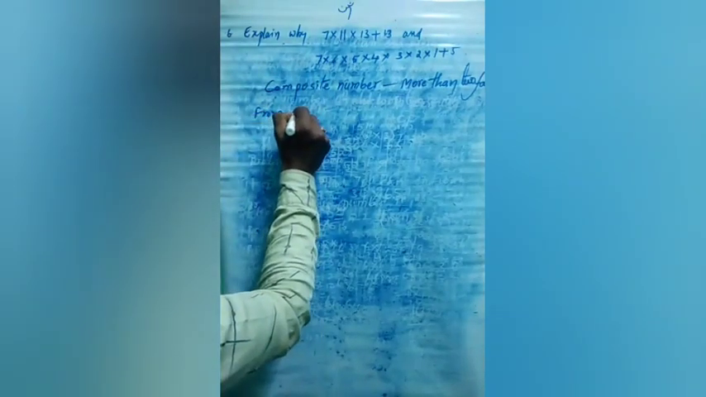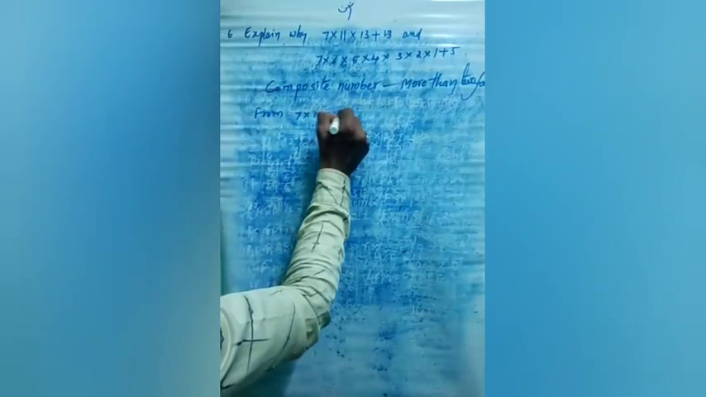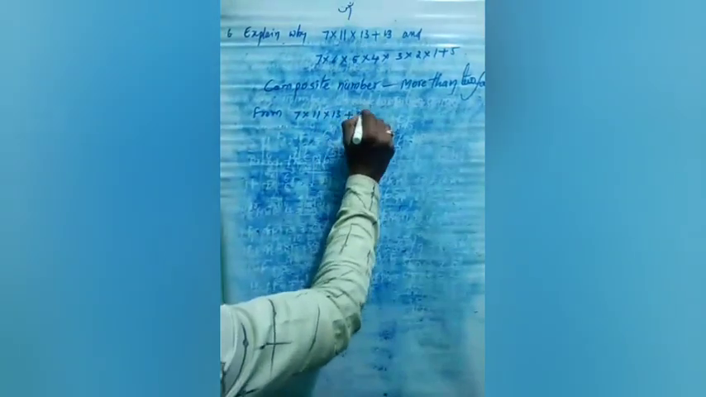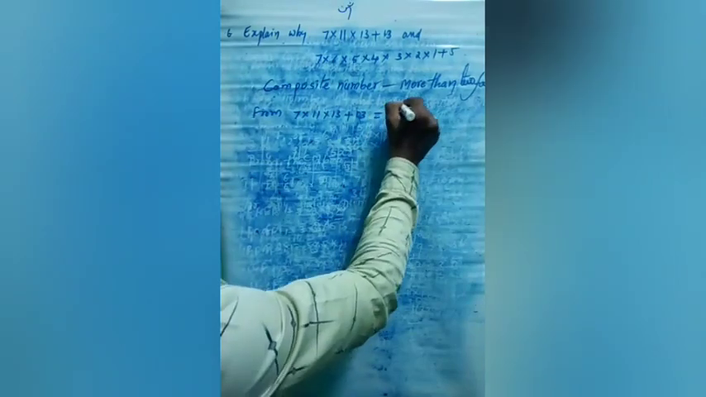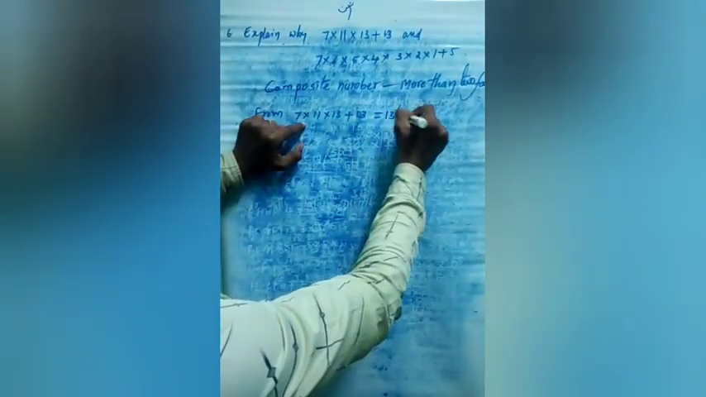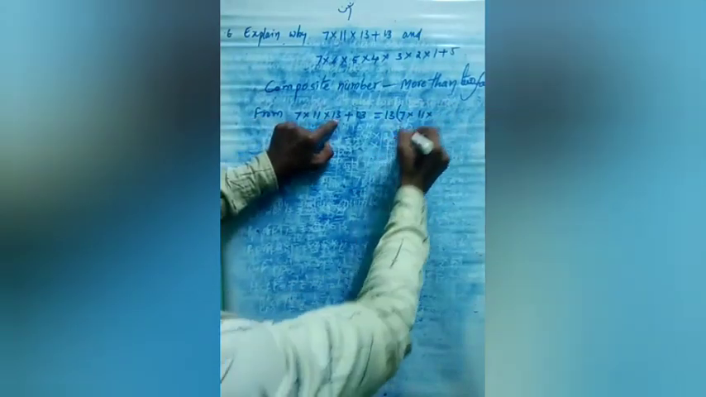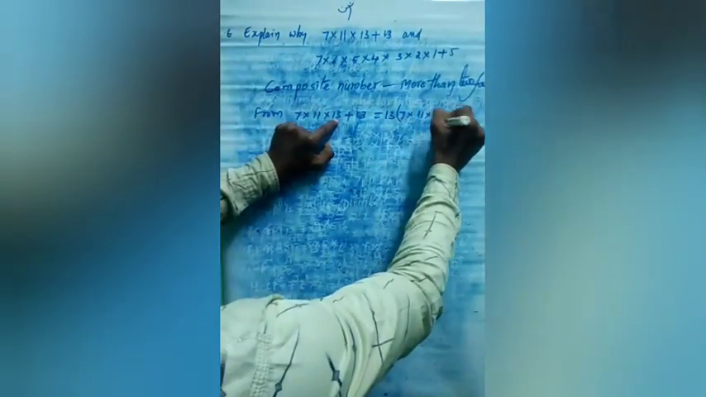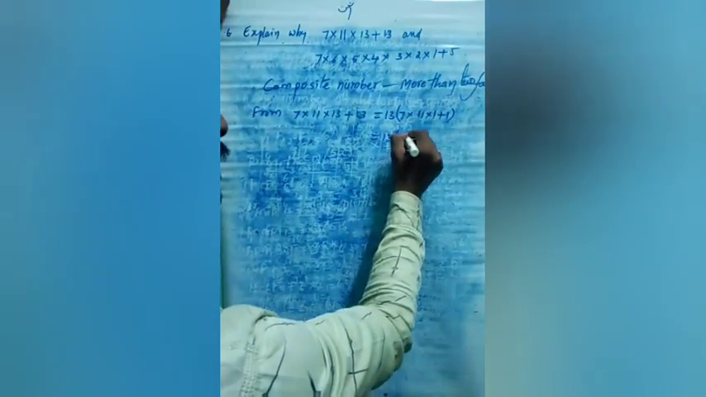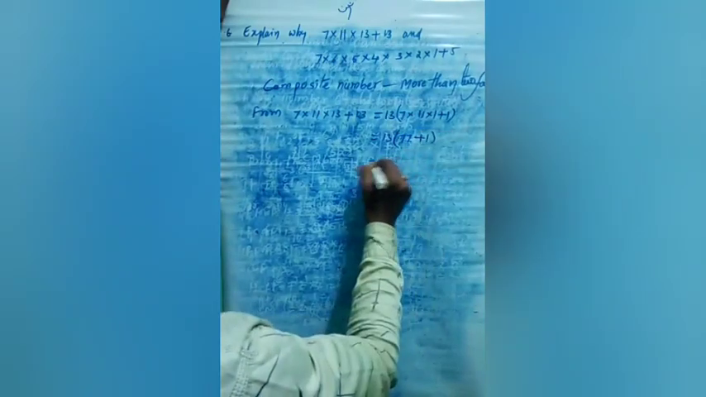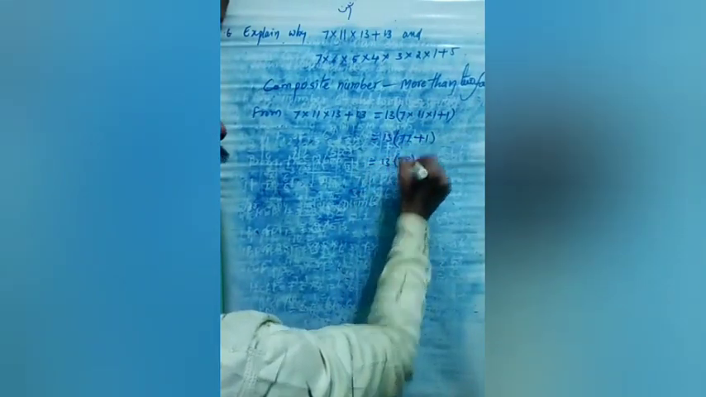Let's take 7 into 11 into 13 plus 13. In this, I take 13 as a common factor. Why do we take a common factor? Then we get 7 into 11 into 1, taking 13 common, plus 1. Now 7 11s are 77, 77 ones are 77, plus 1 is there. That means 13 into 78.